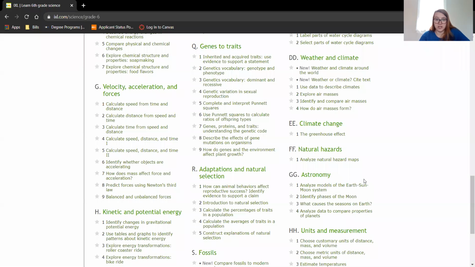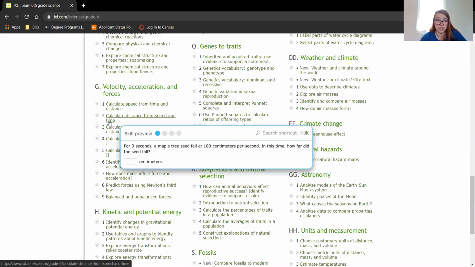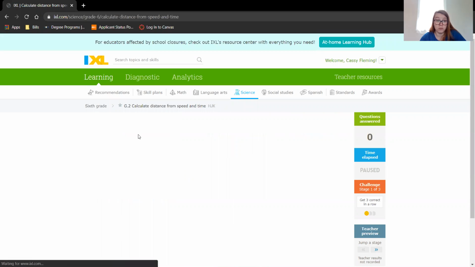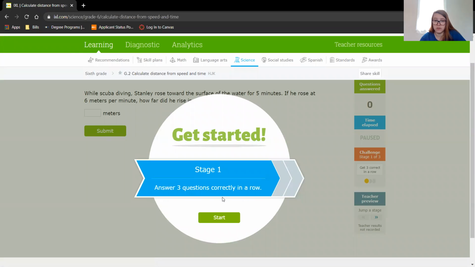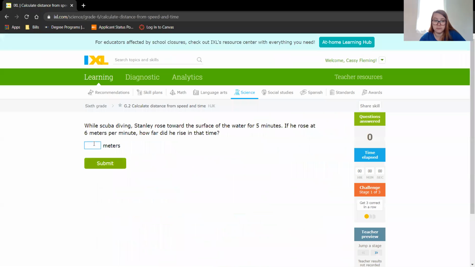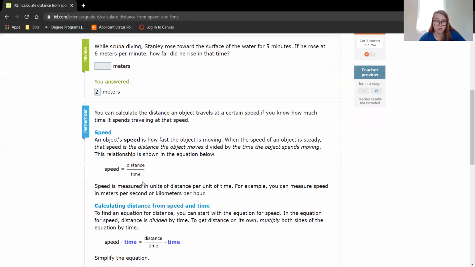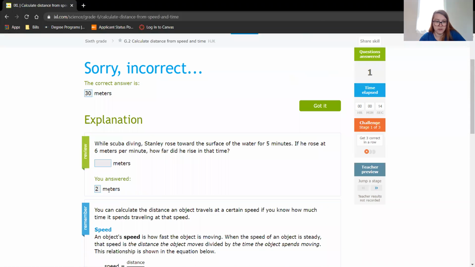So for science, you are working on section G, velocity, acceleration, and forces. Yesterday I did G1, so today I'm going to do G2, which is calculate distance from speed and time. I'm going to purposely enter the wrong answer when I do this so that we get the formula and we know what's up. So we find speed by, oh wait, what did it want us to find in the first place?